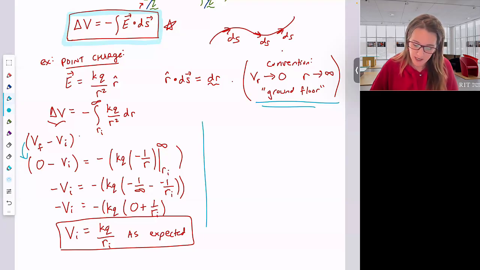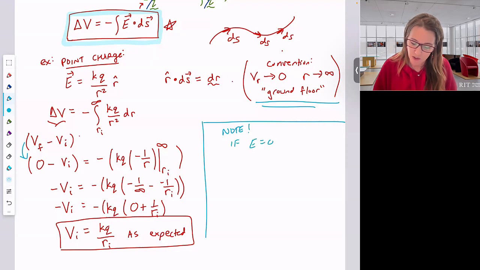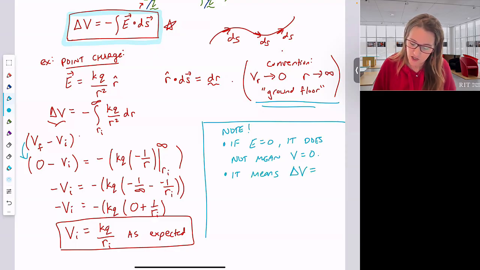One thing I'm going to say here as a note is that if E equals 0, that doesn't mean that V equals 0. Instead, what it means is that the change in V equals 0, so that V is equal to a constant.